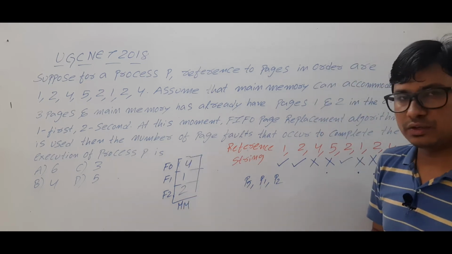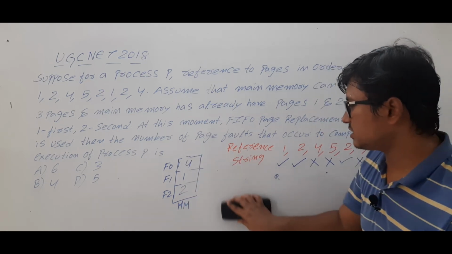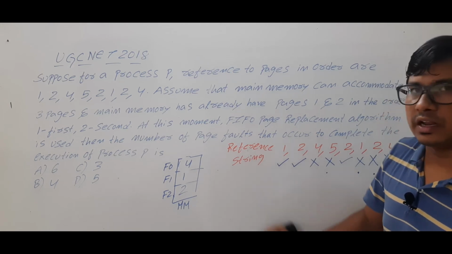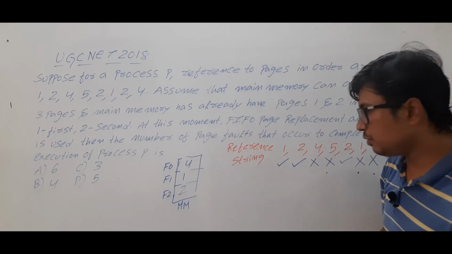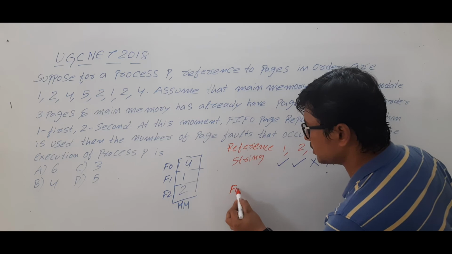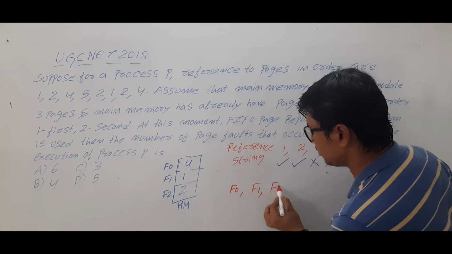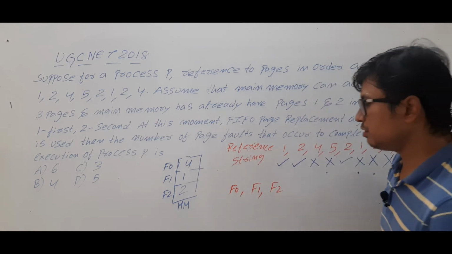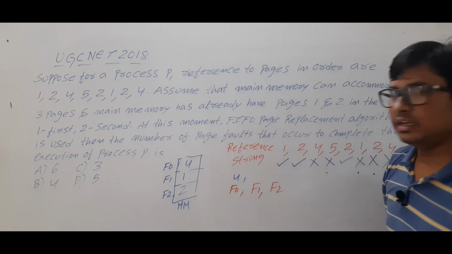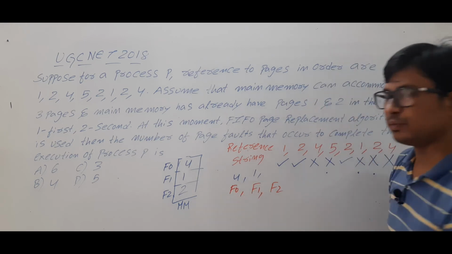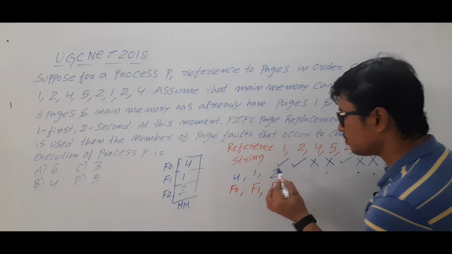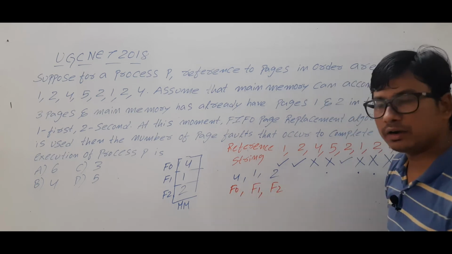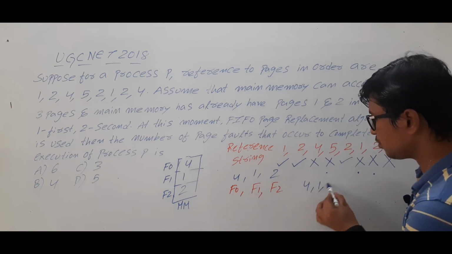So if they ask you what pages are available in the main memory after executing this reference string, you have to tell in a sequence such as frame number 0, frame number 1 and frame number 2. In frame number 0, page number 4 is there. In frame number 1, page number 1 is there. And in frame number 2, page number 2 is there. So the order you should tell is 4, 1, 2.